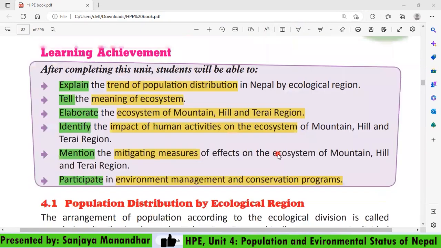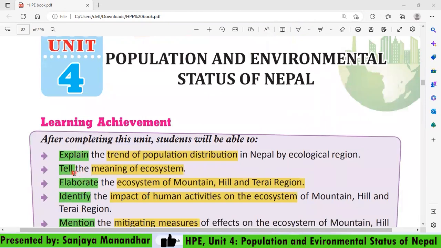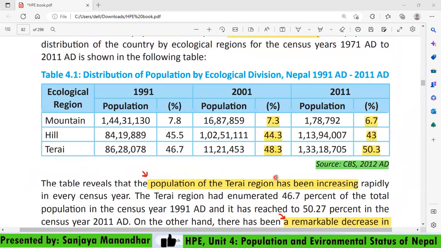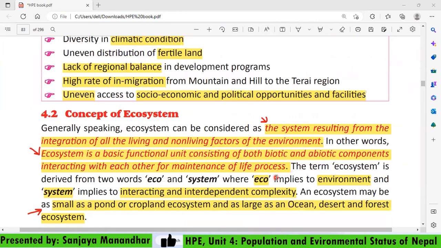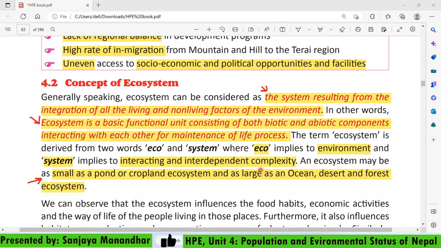Now our second learning objective is we must be able to tell the meaning of ecosystem. So what is ecosystem? Let's go to the next topic. So here you can see ecosystem.